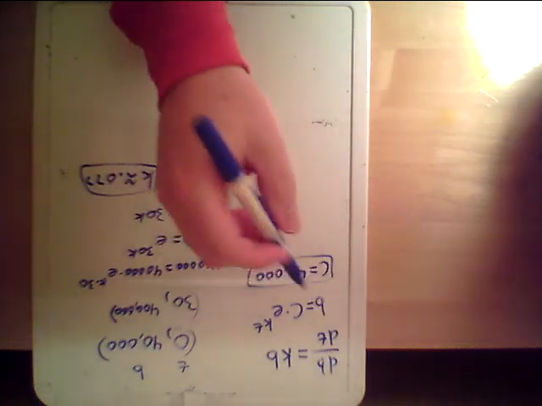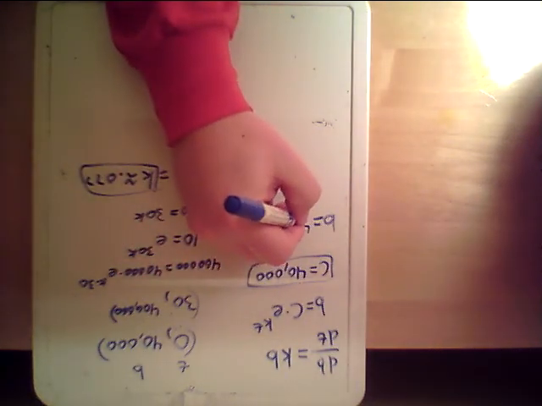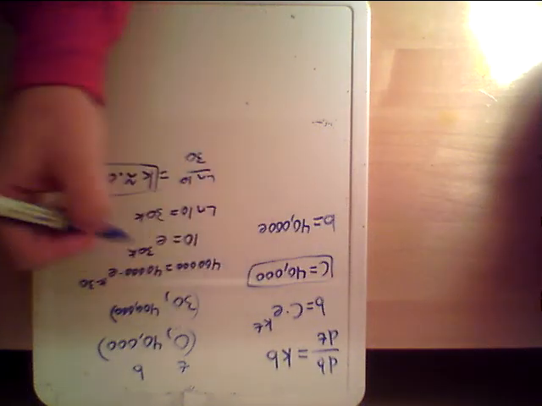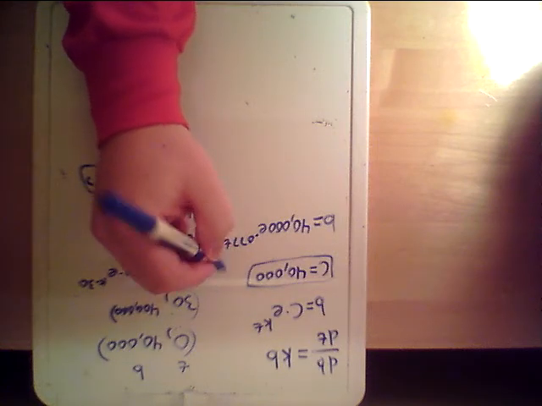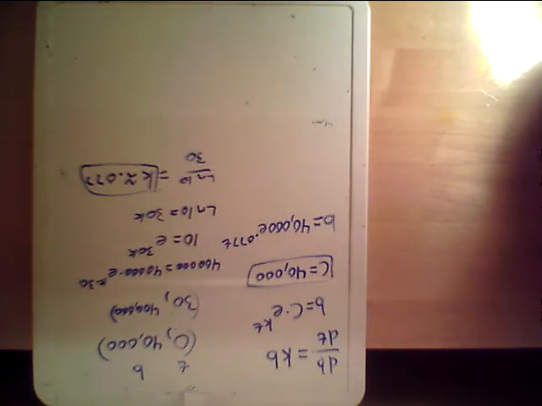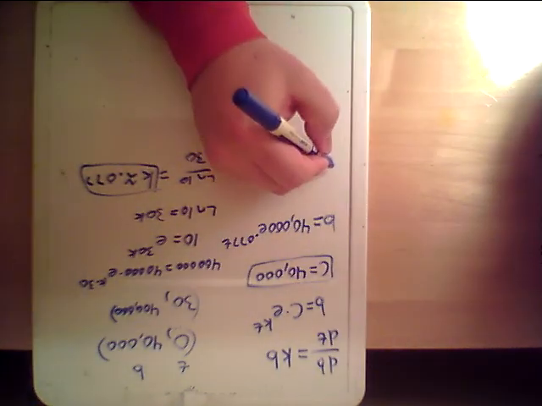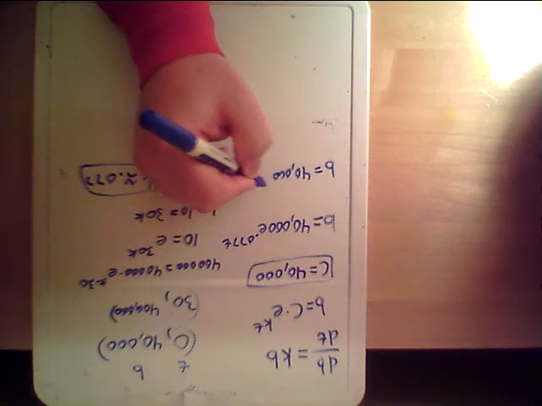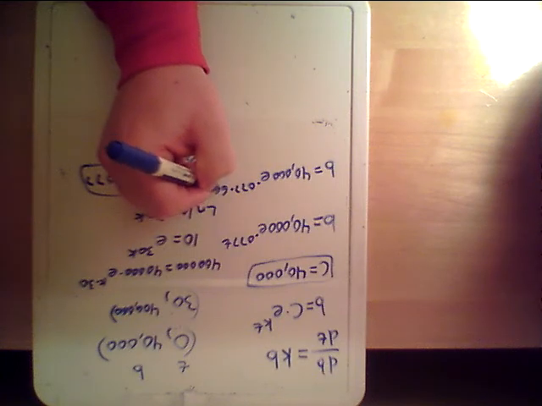So we just plug in our C and K values, so we get B equals 40,000 times e to the 0.077 T. And we're asked what happens after an hour. Well, an hour is 60 minutes, so we can plug in 60 for T. So it'd be B equals 40,000 times e to the 0.077 times 60.